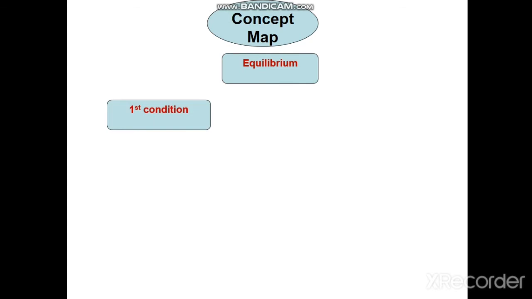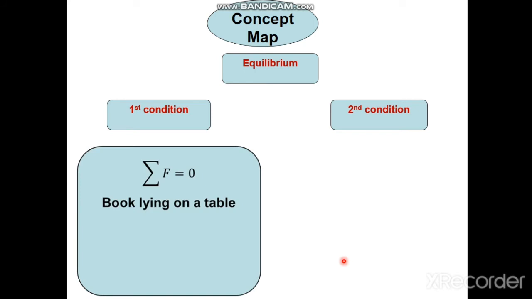And the last topic will be equilibrium. So we will study the two conditions of equilibrium, the first condition of equilibrium and the second condition of equilibrium. The first condition of equilibrium states that the sum of all the forces acting upon a body must be equal to 0. So if the sum of all the forces acting upon a body is 0, then the body is said to be in linear equilibrium. For example, a book lying on a table.